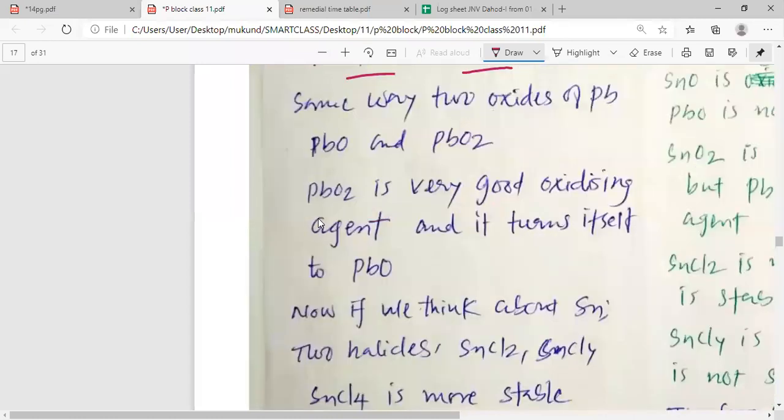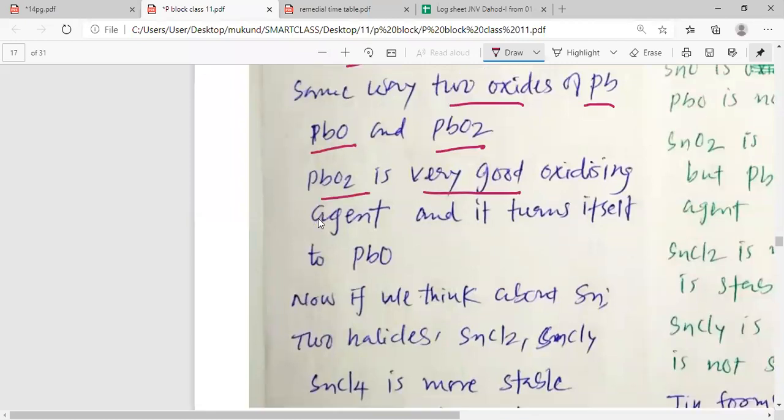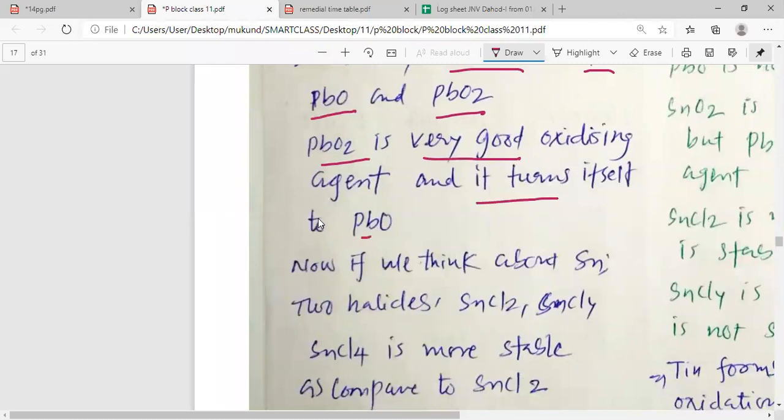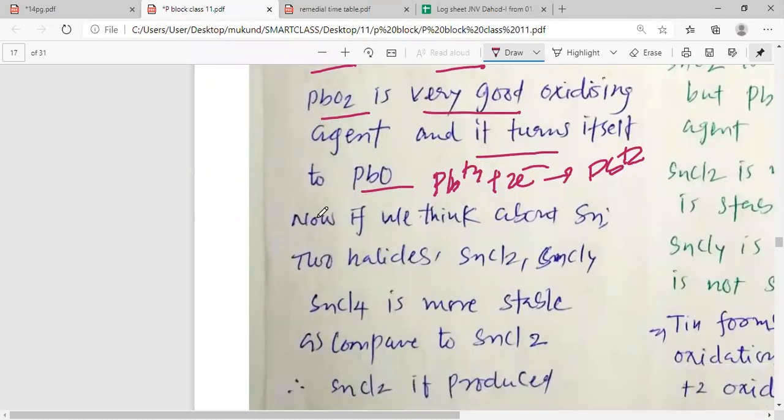In the same way, my dear students, consider the two oxidation states of Pb in PbO and PbO2. PbO2 is a very good oxidizing agent and it turns itself into PbO. Again here, Pb plus 4 gets 2 electrons and turns to Pb plus 2, and that is why PbO2 is a very good oxidizing agent. PbO2 is not so stable. PbO is more stable than PbO2.